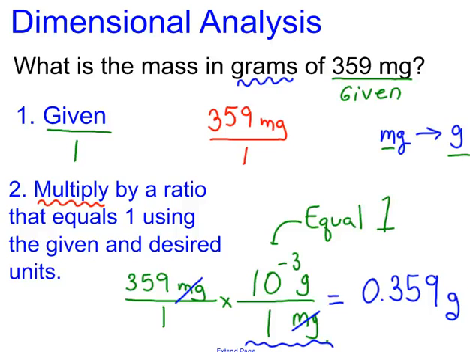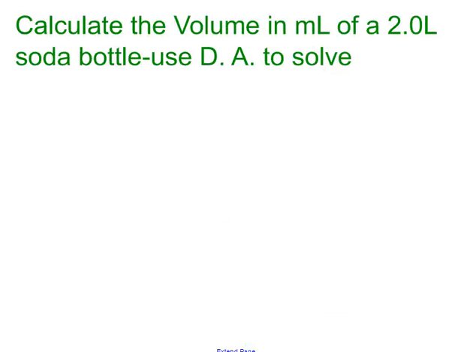Let's try it again. We have a new problem. It says calculate the volume of a 2-liter soda bottle, but convert it into milliliters. So we know right off the bat our given is 2.0 liters. And we know that where we're heading, we're going from liters to milliliters. That kind of gives us an idea of what we're going to do. It's always good to have a problem where you know where you're starting and where you're ending. That's a good life lesson.